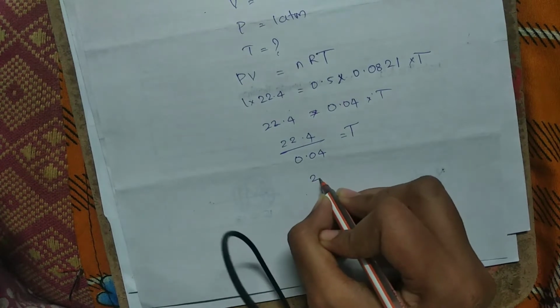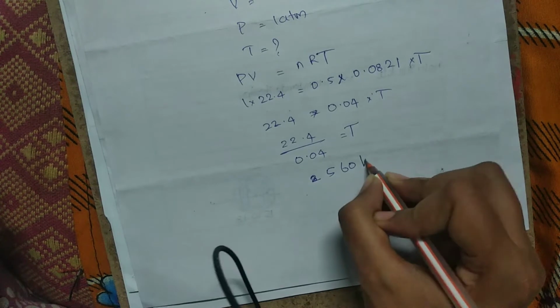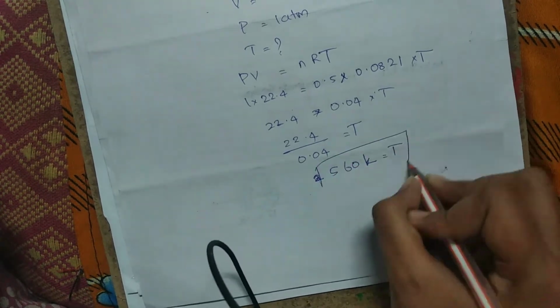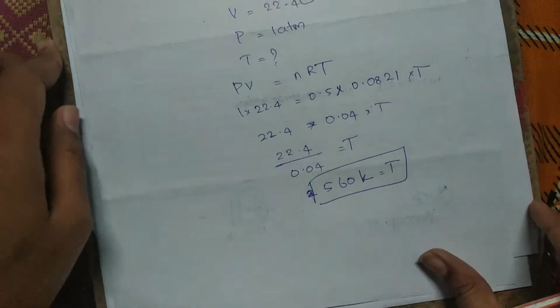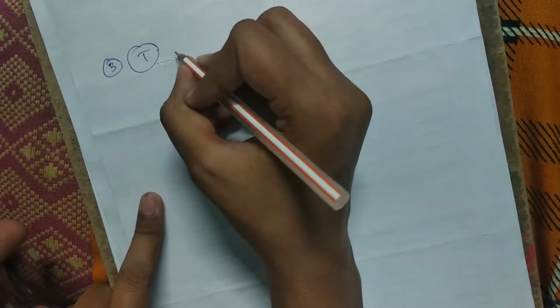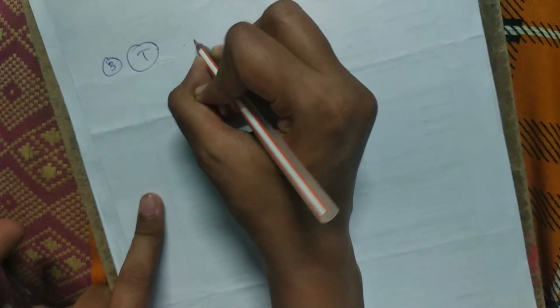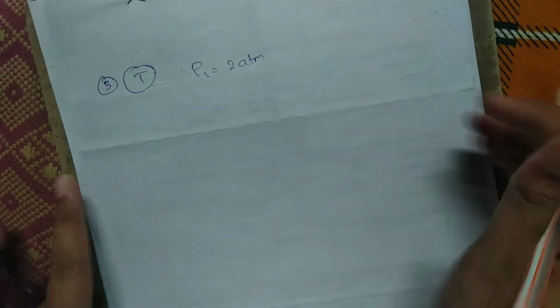That will be 560 Kelvin. Temperature is equal to 560 Kelvin. This is the second question. Third question is at constant temperature, a gas is having an initial pressure of 2 atmosphere. This is the initial pressure, that is 2 atmosphere.